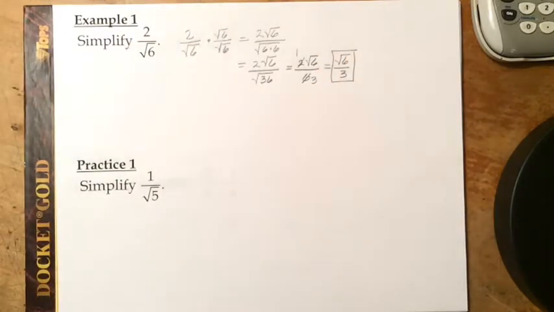Now you try practice 1. Simplify 1 over the square root of 5. Pause the video, and when you're ready, turn it back on.